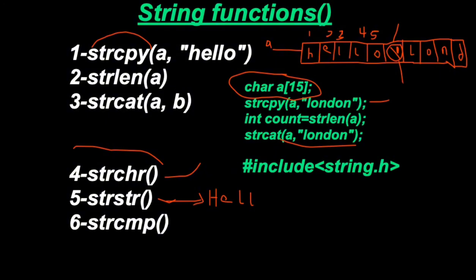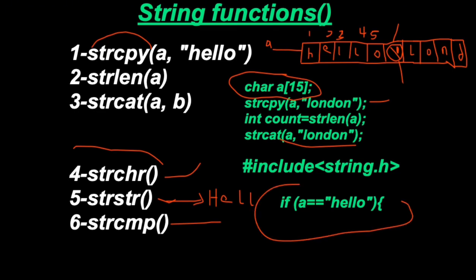And this one, we use this to compare two strings. Let's say for example, if A equals to hello, this is not going to work. You can't use this to compare, it's not allowed. So we don't use this, it's not going to work. Instead we use this.